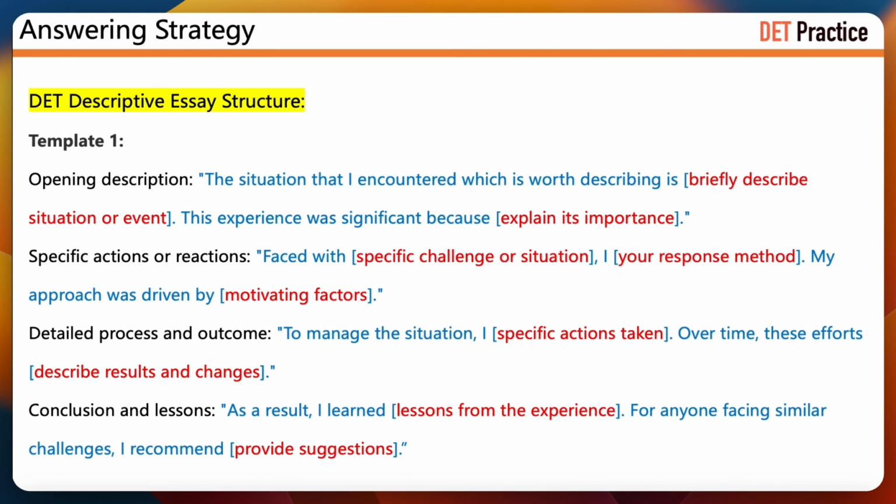Detailed process and outcome. Here, you'll elaborate on the steps you took to handle the situation. Start with, "To manage the situation, [specific actions taken]." Then, describe how these actions played out over time and what results or changes occurred.